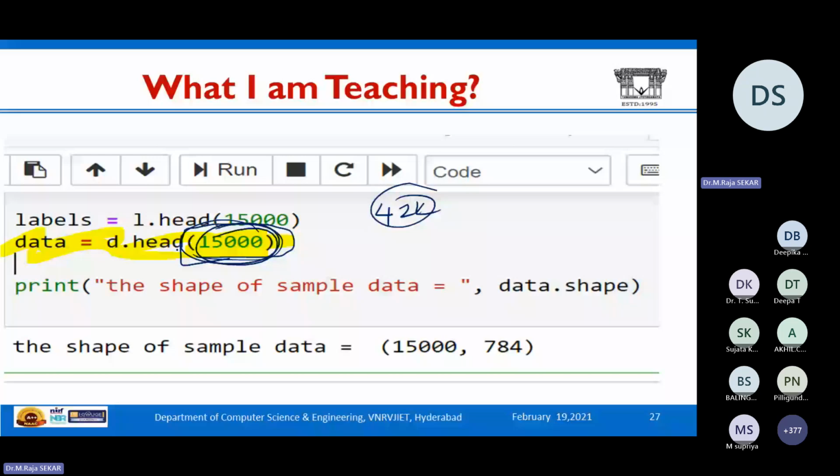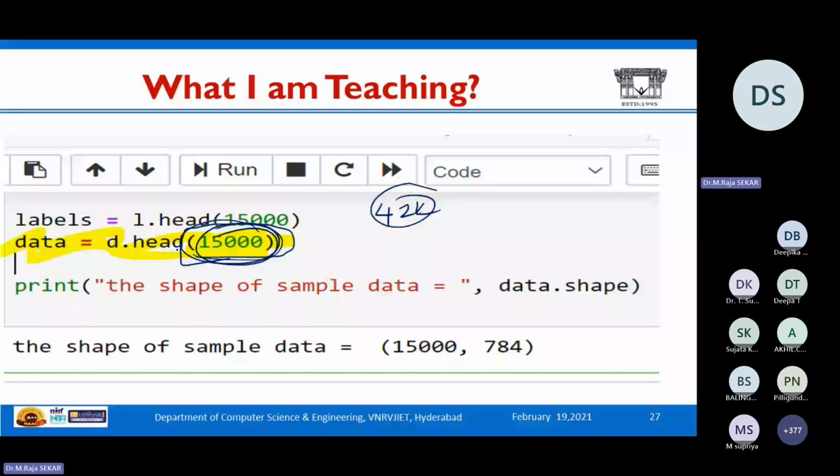Head 5 means you are getting 5 rows; head 15,000 means I am getting 15,000 rows. Now I would like to work with only 15,000 images. You can work with the entire 60,000 images also. It doesn't matter whether it is 15,000 or 42,000. It really doesn't matter, isn't it?